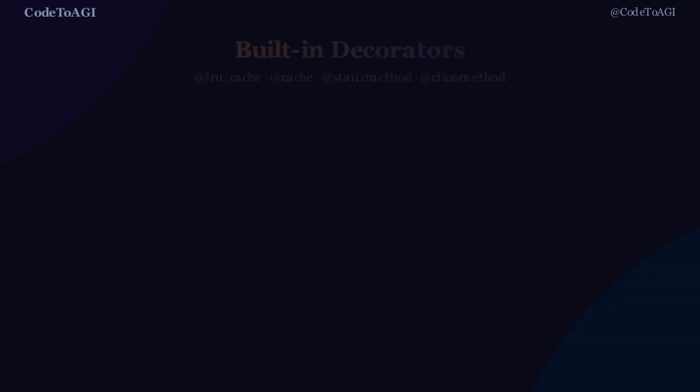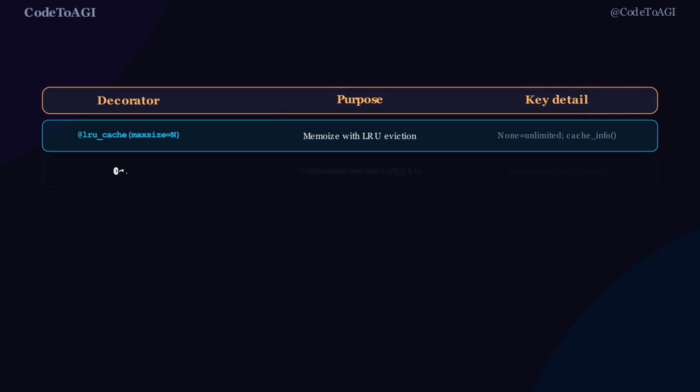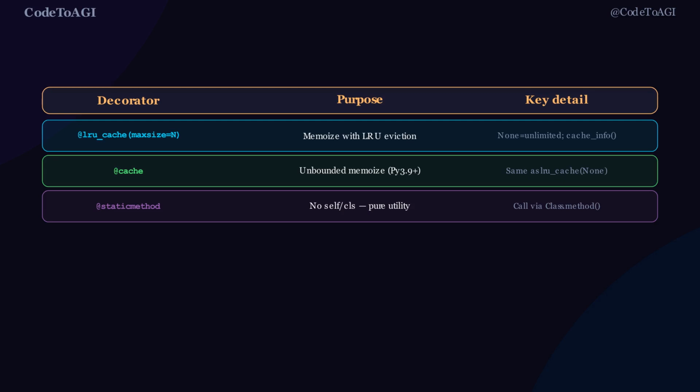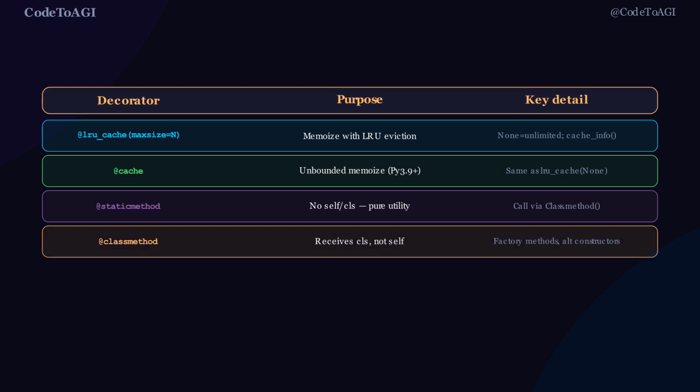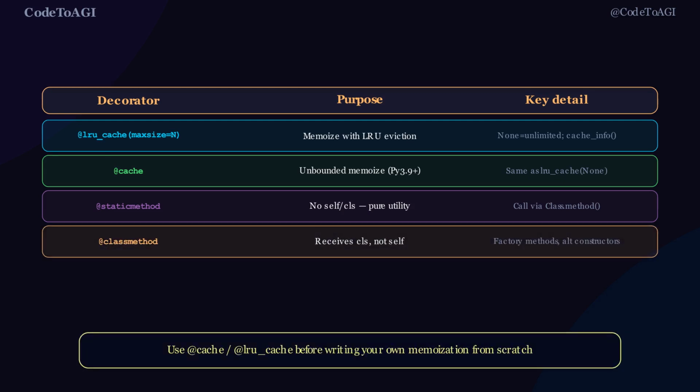Python ships with powerful built-in decorators. Let's cover the 4 most important ones. First, @functools.lru_cache. Least recently used cache memoizes function results. The first call computes the result and stores it. Subsequent calls with the same arguments return from cache instantly. You can set max_size to limit cache entries.